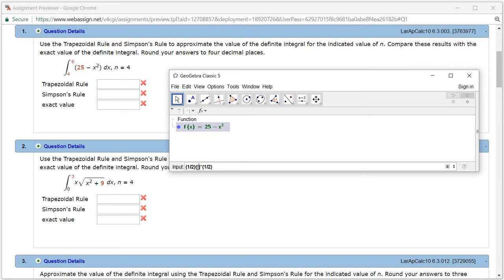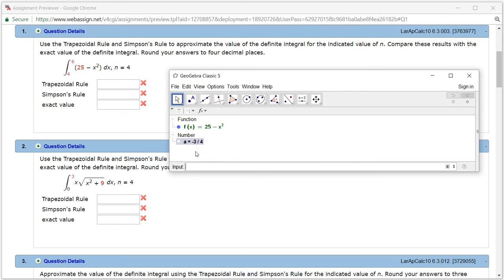In between, you're going to have f of something, plus 2 times f of something, plus 2 times f of something, plus 2 times f of something, plus f of something. We should have 5 of them. The first number starts at 4, and the last number ends at 6. Since delta x is 1/2, the next ones are 4.5, 5, and 5.5.